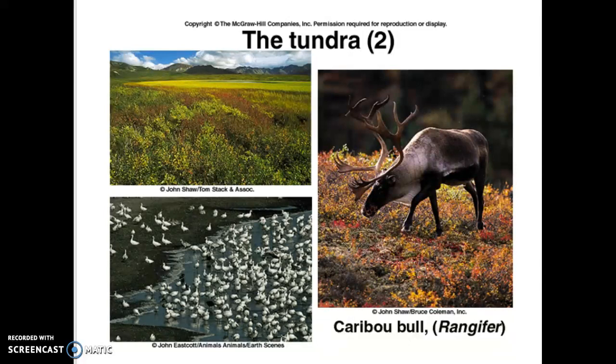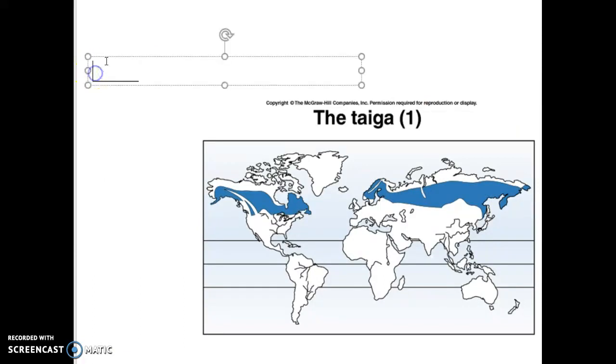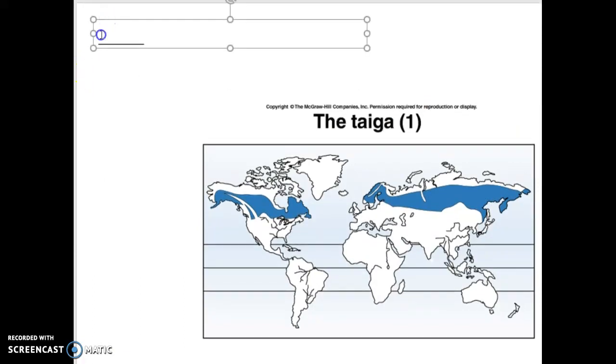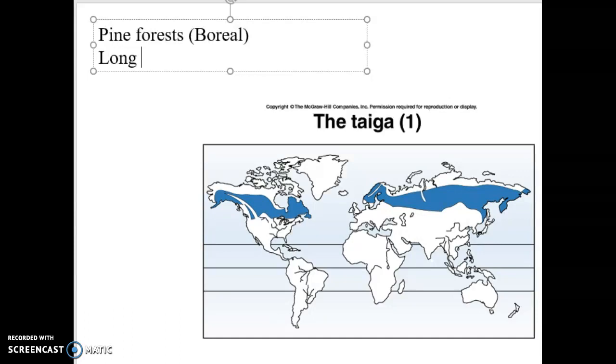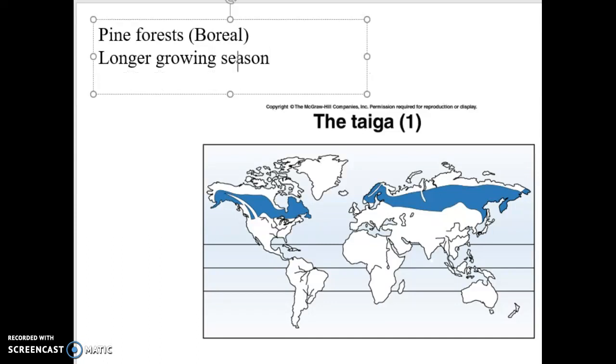Or better yet, let's follow the geese. Let's move south. South, we're going to start to move into what we call the taiga. Now, the taiga is also known as pine forests, or the other term you may see is a boreal forest. This has a longer growing season, so an extended growing season compared to the tundra.